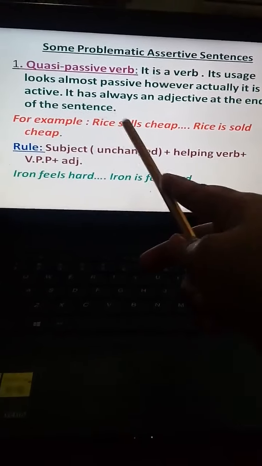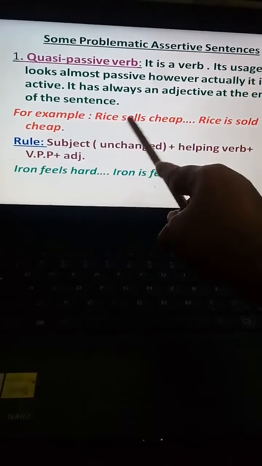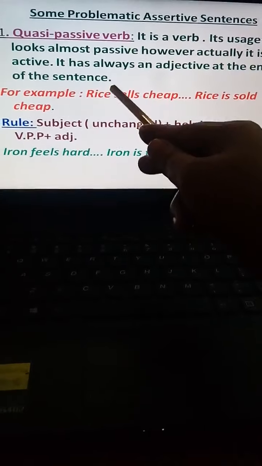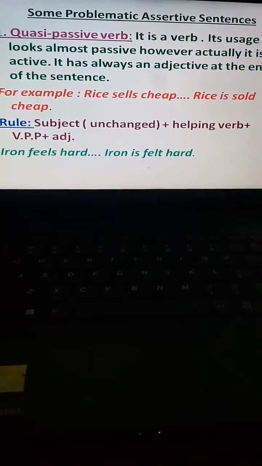For example, rice sells cheap. Rice cannot sell anything, because rice is not a person.